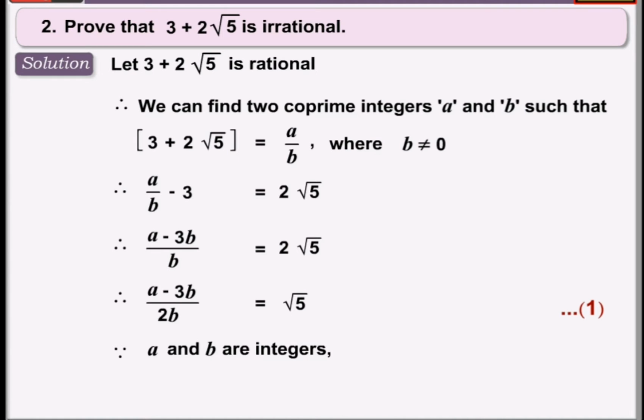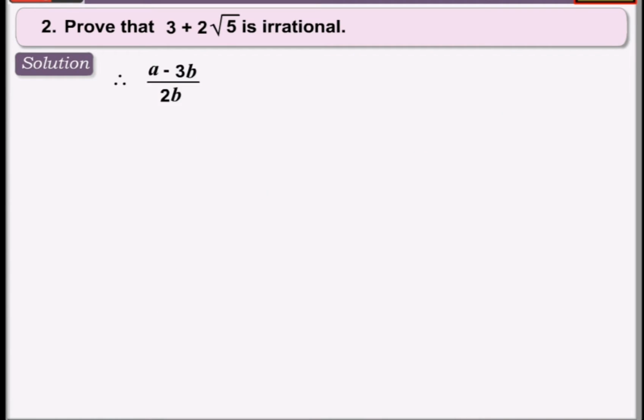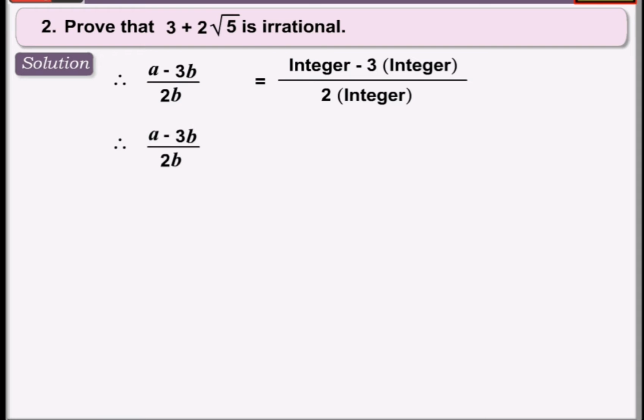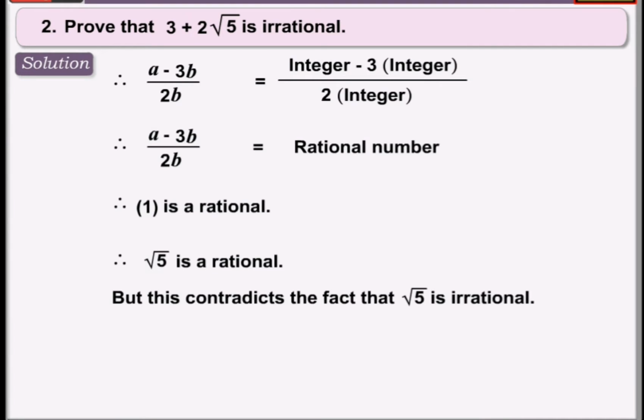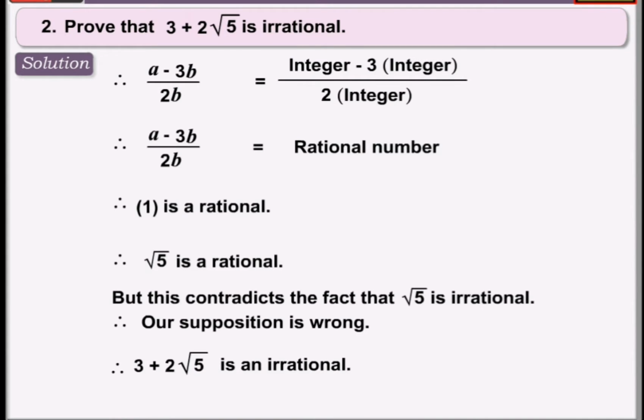Since a and b are integers, a minus 3b upon 2b is equal to integer minus 3 into integer upon 2 into integer. So, a minus 3b upon 2b is a rational number. So 1 says root 5 is rational. But this contradicts the fact that root 5 is irrational. Therefore, our supposition is wrong. So 3 plus 2 root 5 is irrational.